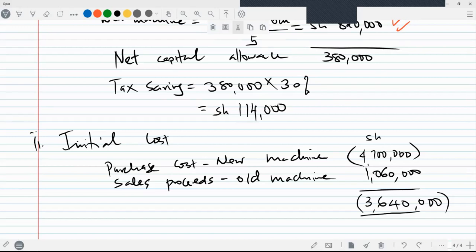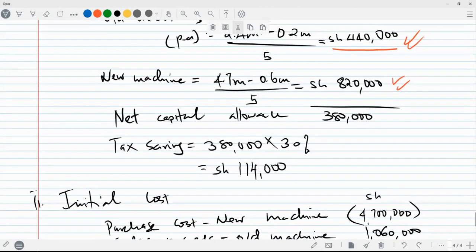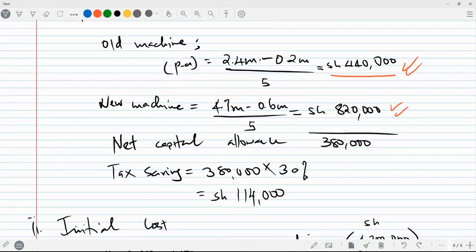Excuse me, Sam. Yes, Immaculate. A question with regard to the capital allowance. I'm wondering why we are multiplying it by the tax rate. Why do we multiply by the tax rate?